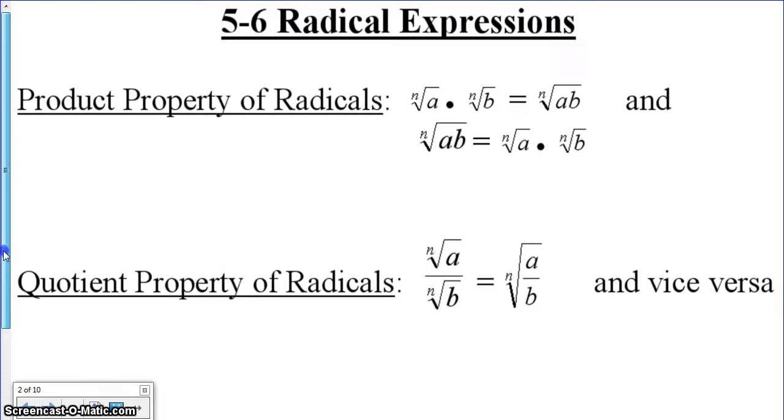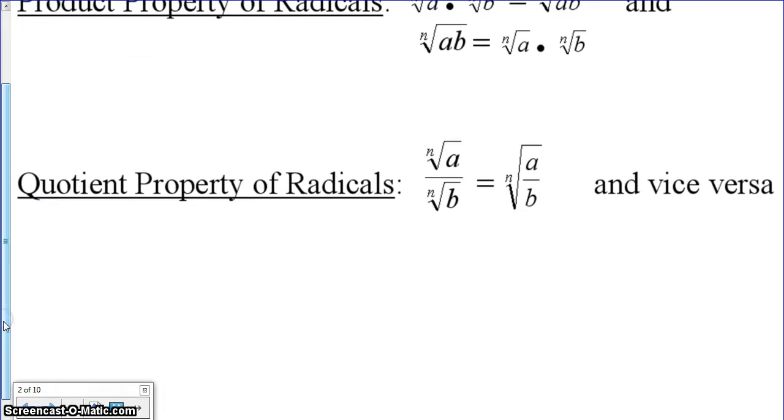The quotient property: here you can take a fraction and either put it together underneath one radical or separate your fraction into numerator and denominator in order to simplify.